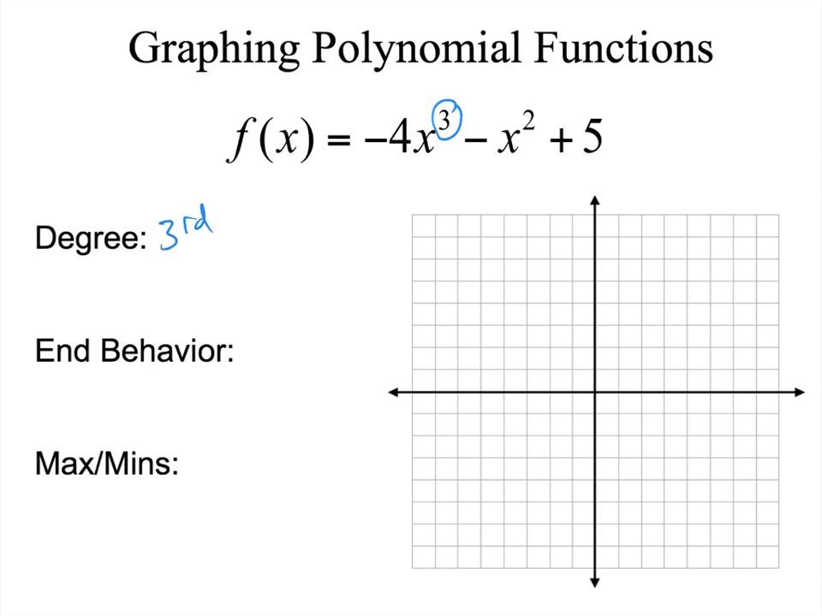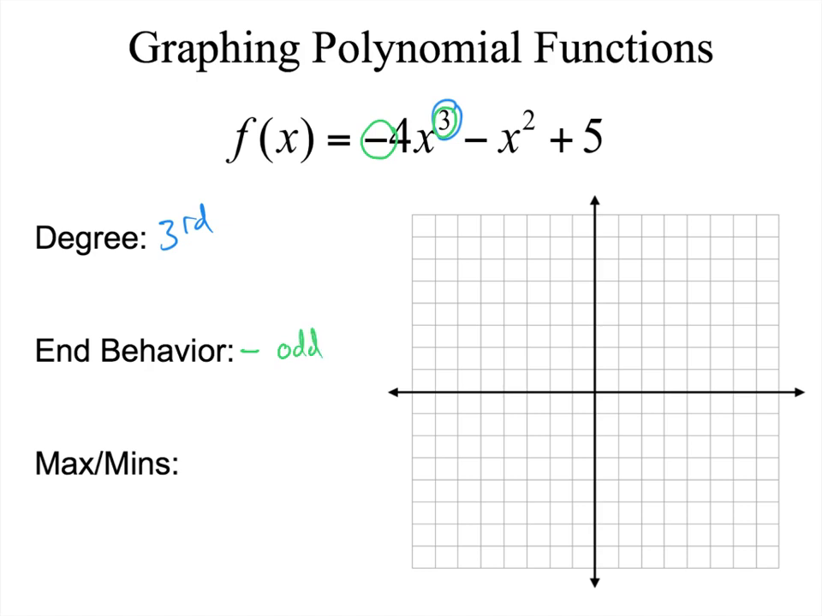Okay? Now, the end behavior. Well, for end behavior, we have to look at the degree as well as the lead coefficient sign. So for this one, I notice it's a negative, and again, it's a 3 here. So negative means just negative. It's a negative lead coefficient, and a third degree means odd.